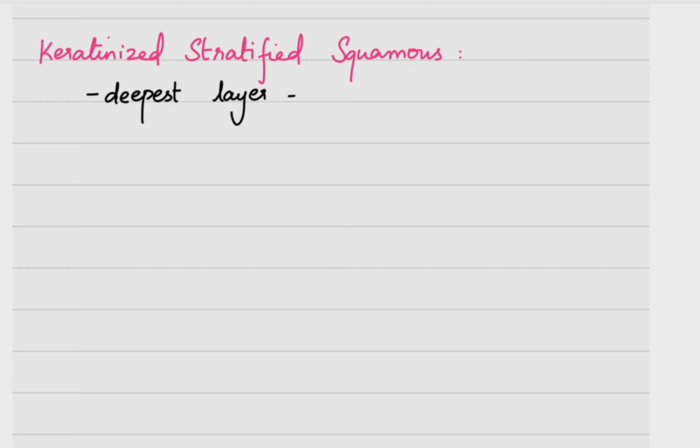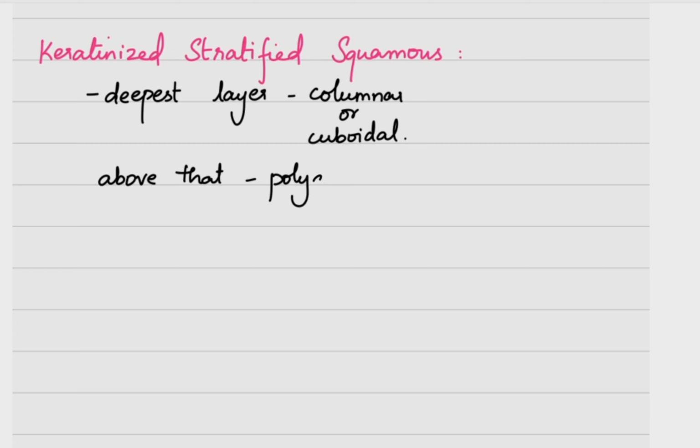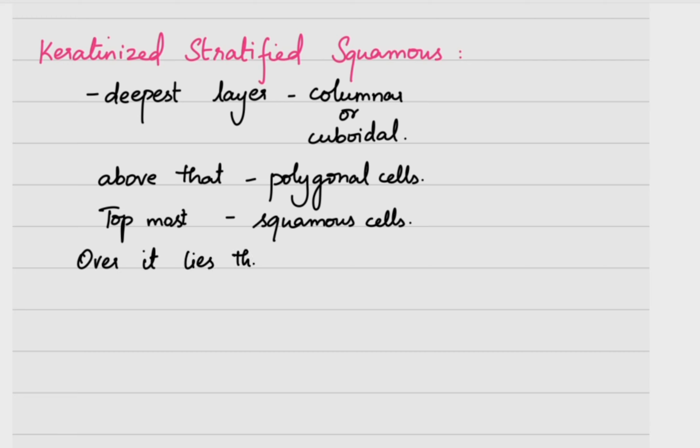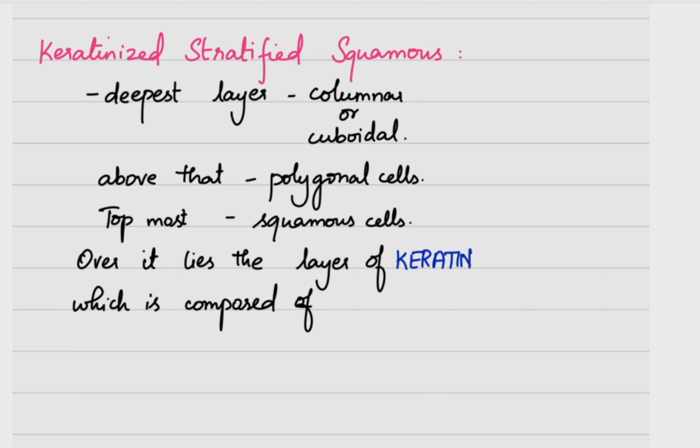Keratinized stratified squamous epithelium. Stratified means many layers. So the deepest layer is composed of columnar or cuboidal cells. Above that are the polygonal cells and the topmost layer is made of squamous cells. Over these layers lies a layer of keratin. Keratin actually is composed of dead cells which do not have any nuclei.